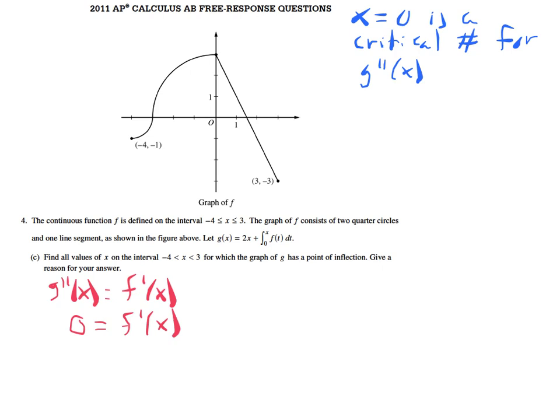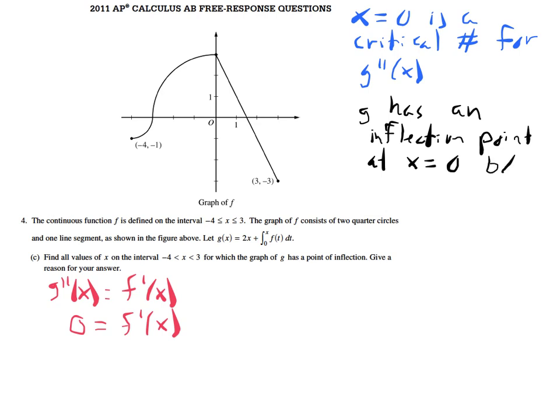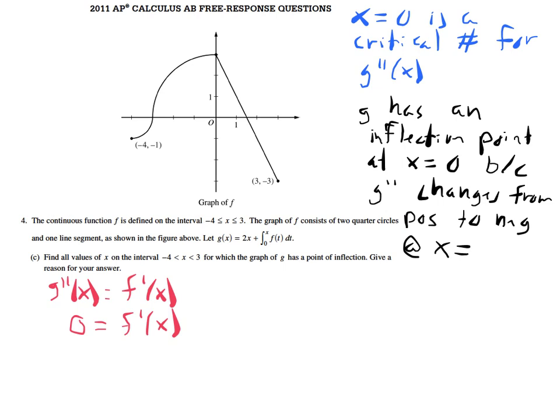So let's say g has an inflection point at x equals 0 because g double prime changes from positive to negative at x equals 0. That would be my answer.